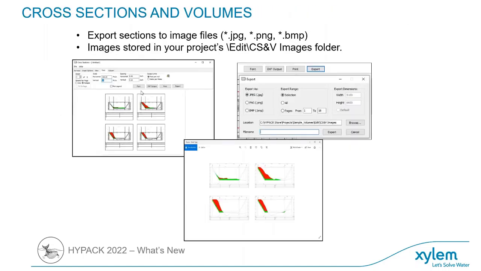Yeah. And then cross sections and volumes, we've added functionality to export the sections to image files. This has been a request for a number of years. So you can save it out to JPEG, PNG, bitmap files. They get stored in the edit folder, in the little images folder. So it just makes it a lot easier to import your sections into a report.